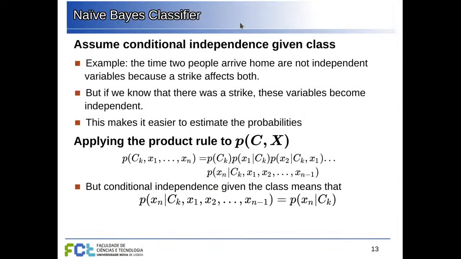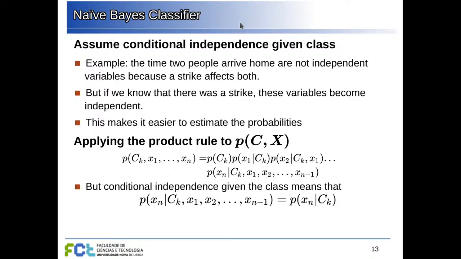So let's add an assumption here. Let's suppose that if we fix the class, then the different features are independent. Now, this is a different concept from independence between the variables. This is just conditional independence. For example, suppose that we are measuring the time at which two people who live in the same block arrive at home. If we measure that time, we will see that there is some correlation between the two. So these are not independent variables because they can be affected by something like having a strike in the transportation system or an accident or something like that.